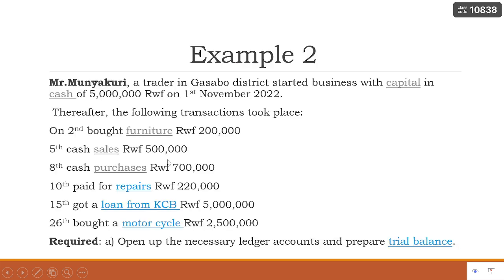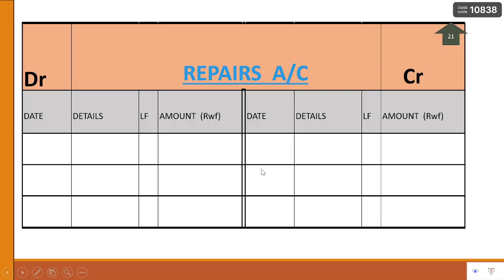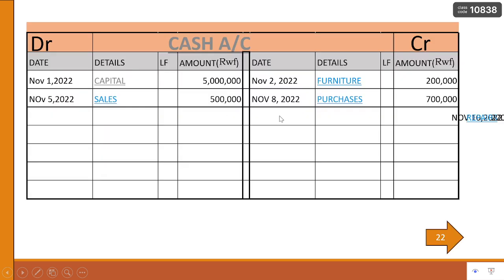Then we go back to the 10th. The question is telling us that Mr. Munyakuri paid for repairs. This is an expense. So we debit repairs and credit cash, with repairs in the details. Then we go back.